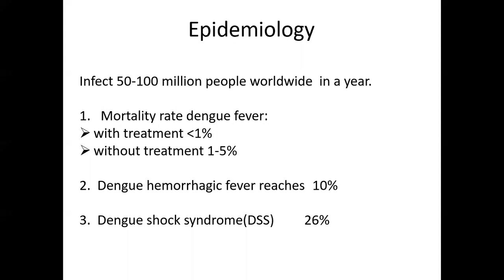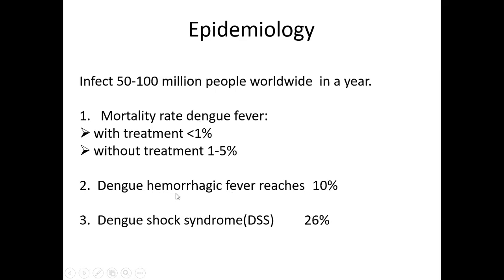The dengue virus infects about 50 to 100 million people worldwide in a year. So it is quite common. Regarding the mortality rate of dengue fever, with treatment it is less than 1%, and without treatment it is 1 up to 5% mortality rate of dengue fever.